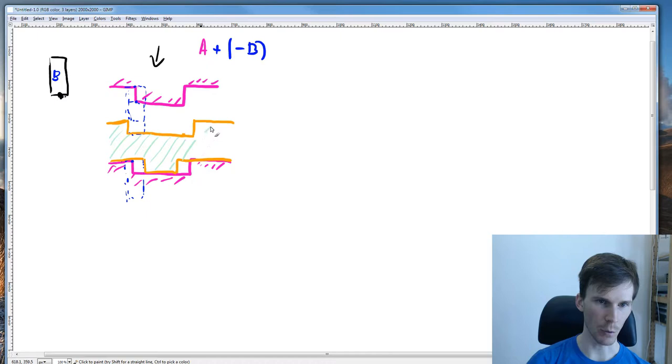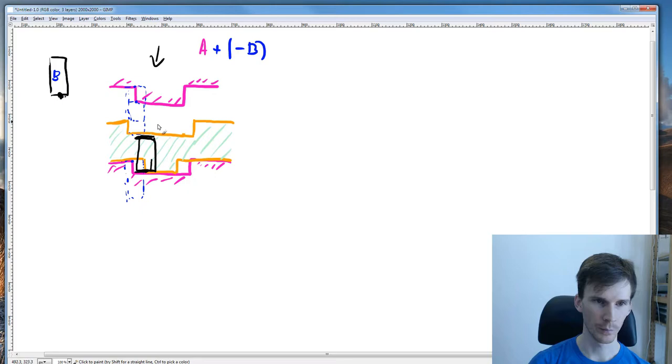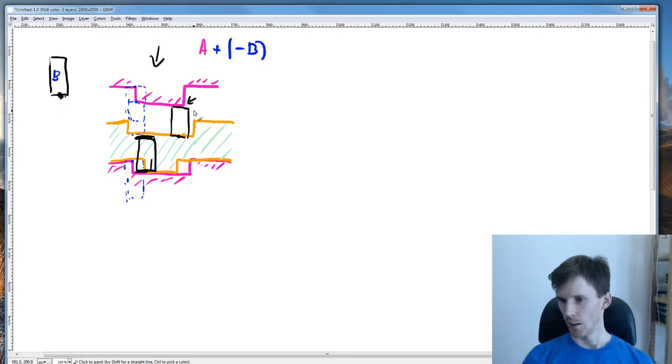So if I then grab my character and stick him here, he fits in, no problem. And if I stick him here, he fits in no problem because he's going into this hole, but he's not colliding with the ceiling. So the other thing I want to say is, so this is Minkowski addition.